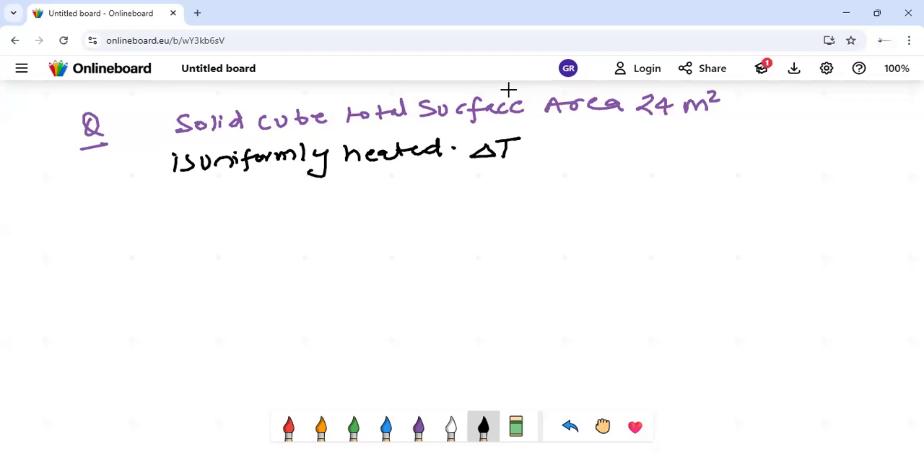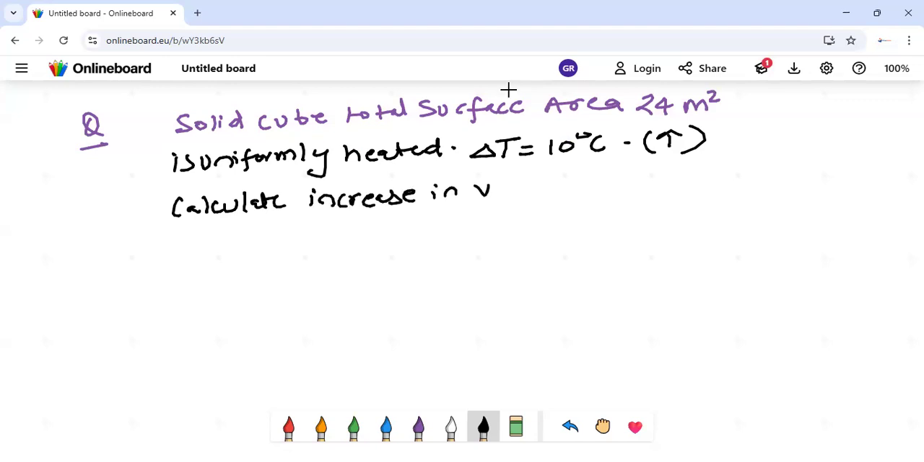Rise in temperature equals 10 degrees. Calculate the increase in volume. Alpha equals 5 into 10 to the power minus 4 per degree Celsius.